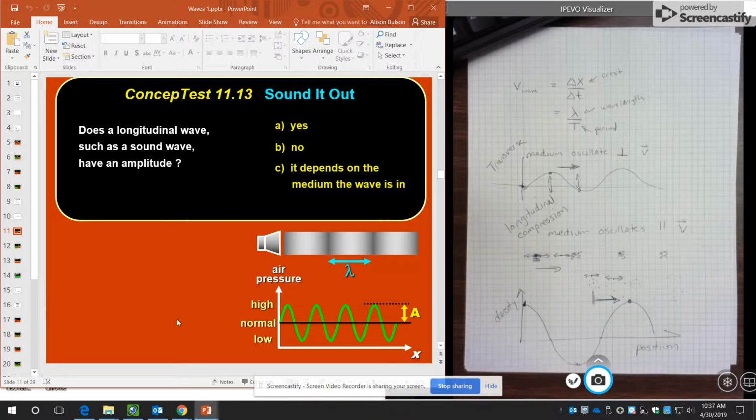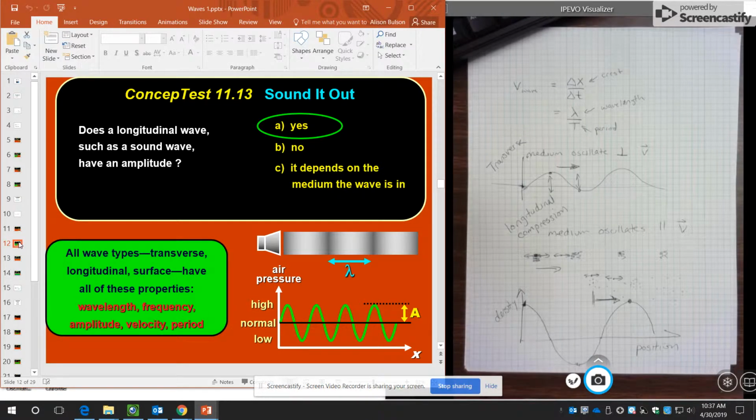Okay, so does a longitudinal wave, such as a sound wave, have an amplitude? Since I just talked about this, I hope you answered yes. The amplitude is measured as the amount of compression or expansion, the difference in density from equilibrium as the wave passes.